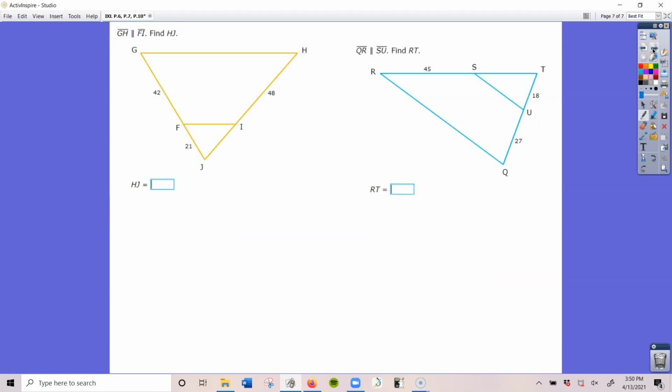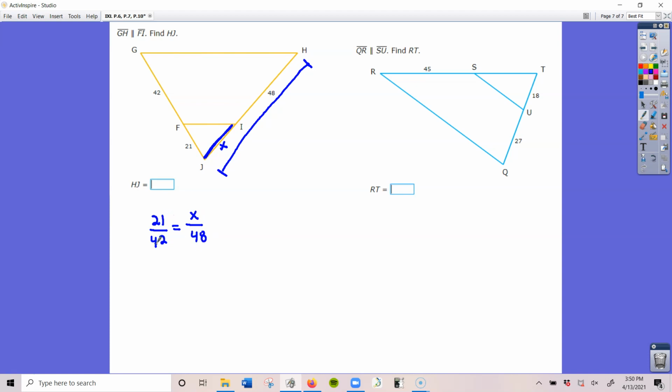Now the final level of these IXLs, you have to always pay attention to what it's asking you to find. Here it's asking you to find all of HJ. But first, what I need here is I need to know what IJ is equal to. So I'm going to make that equal to x. And now we're going to set up our ratios. So I'm going to go to the side where I have both lengths. So I have the smaller one to the bigger one. So that's 21 over 42. And I make that equal to small to big, so x over 48.